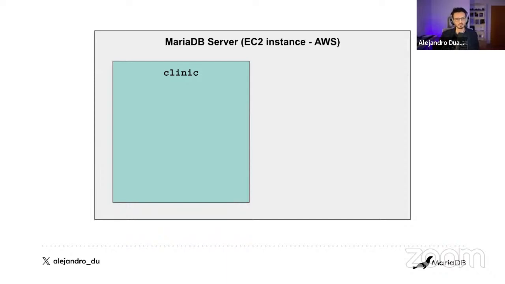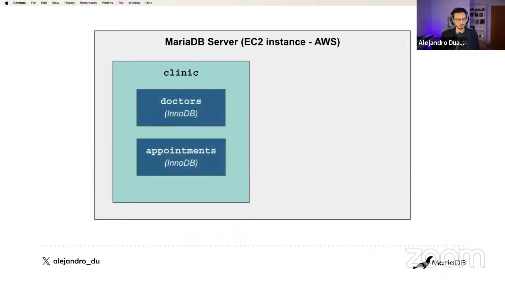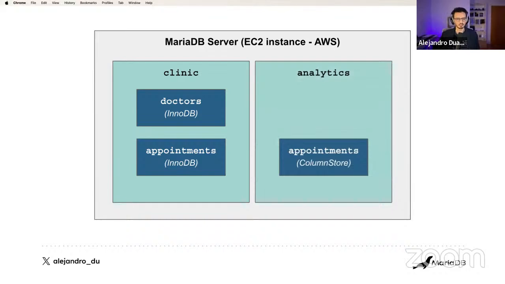So I created the first one, clinic. And inside this database or schema, I have two tables, one to manage information about doctors in a clinic, and one table to manage appointments that people make with these doctors. And notice that both of these are using the InnoDB storage engine. Then I created another one called analytics, and I created a table with the same name, appointments, but I'm using ColumnStore here. And the data is being replicated somehow.